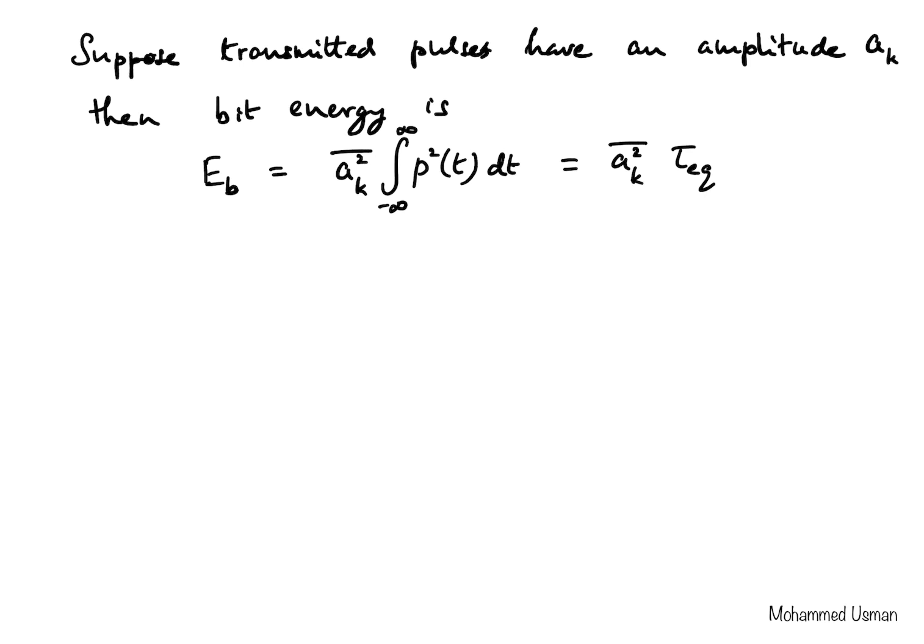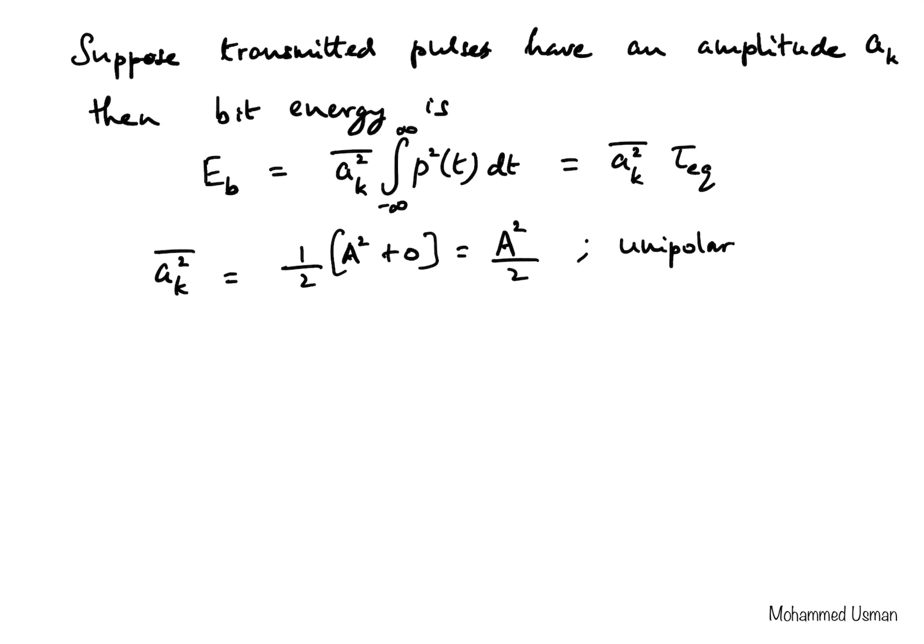Now, for our unipolar and polar cases, we can define what this AK square denotes. So this AK square, the average value, is going to be, in the case of unipolar, where a bit 0 is represented as 0 volt and a bit 1 is represented as positive voltage A, half A square plus 0 square, which is equal to A square by 2, and that's for unipolar signaling.